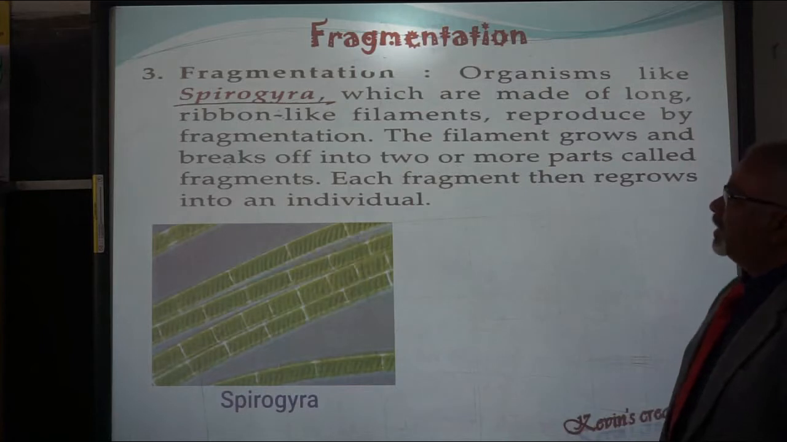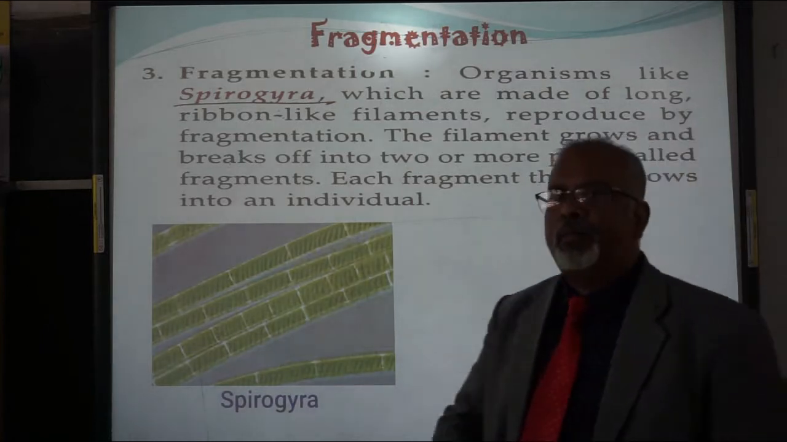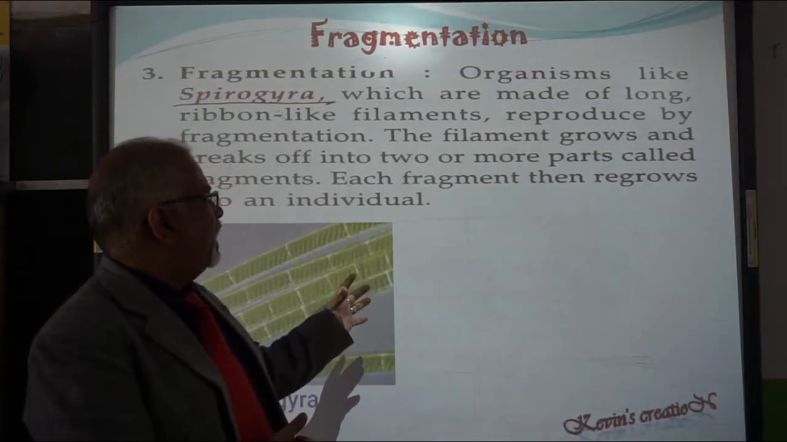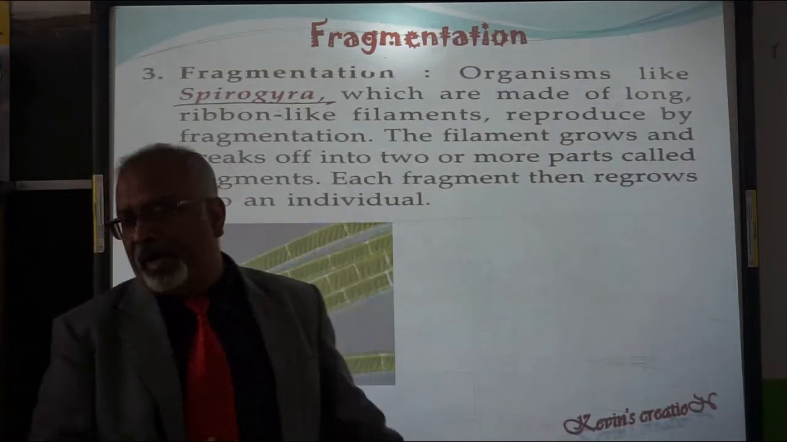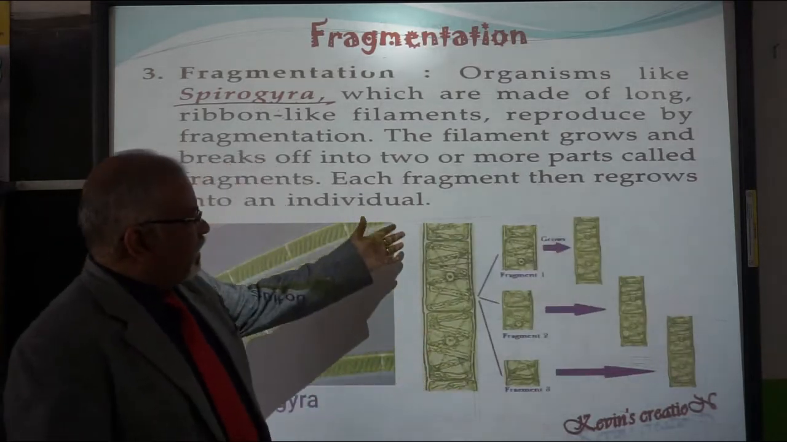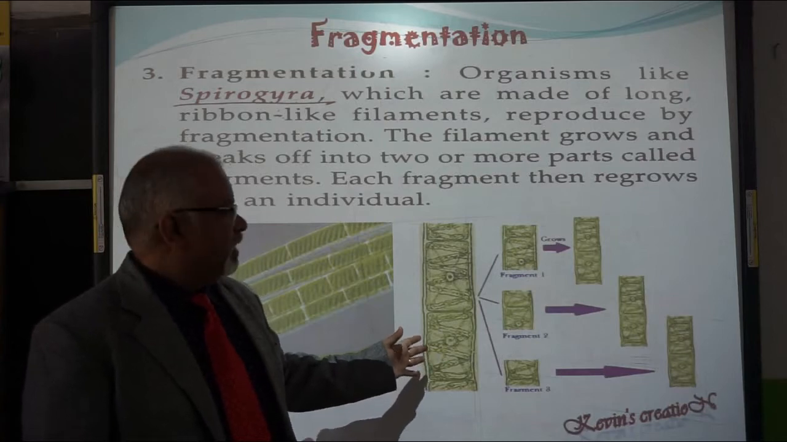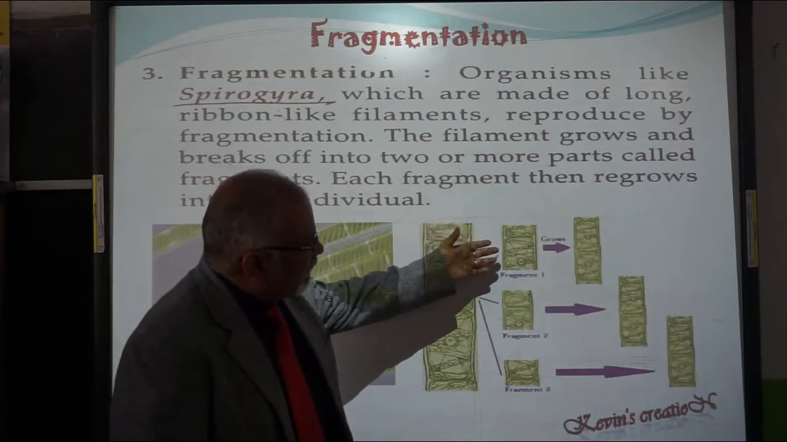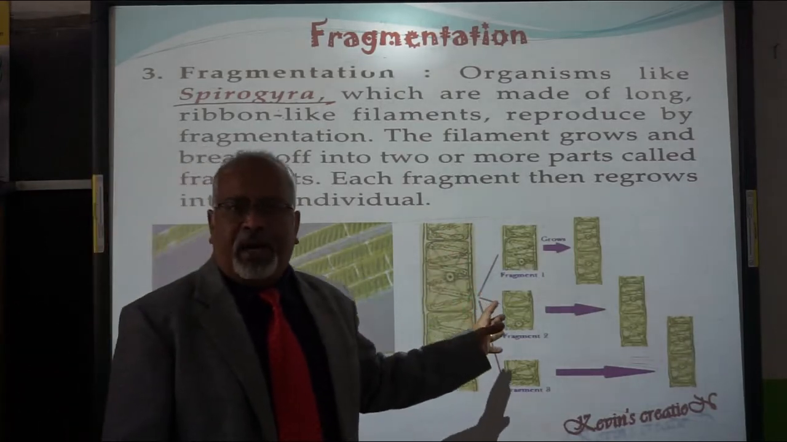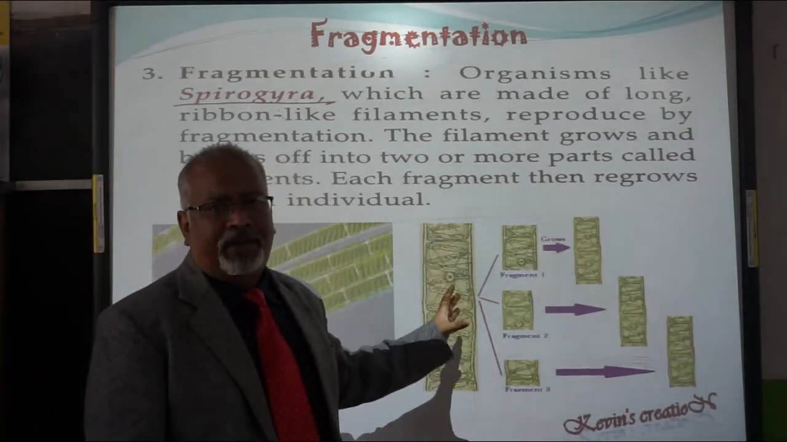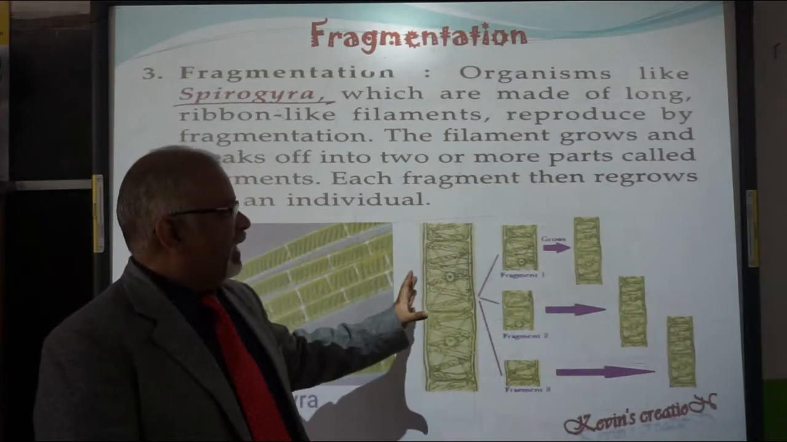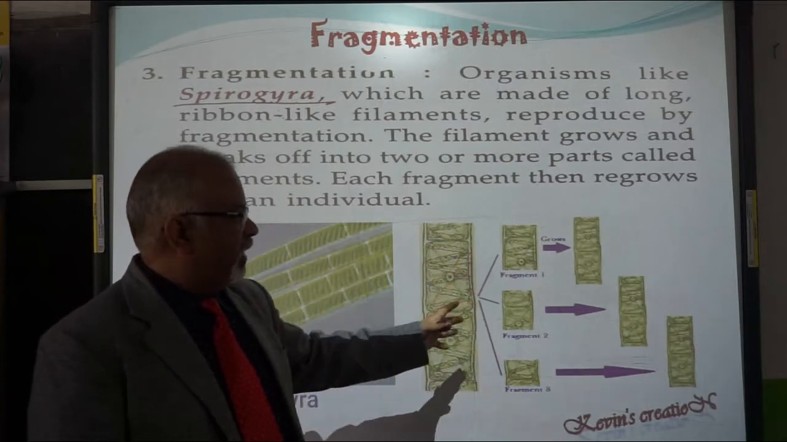The filament grows and breaks into 2 or more parts. So one breaks into 2 or more parts called fragments. Each part is called a fragment. So here you can see this is the filamentous structure of Spirogyra, and here you can see the 3 partitions of Spirogyra, and each part is called a fragment, and so this process is called fragmentation. One divides into 2, 3, 4 and so on.